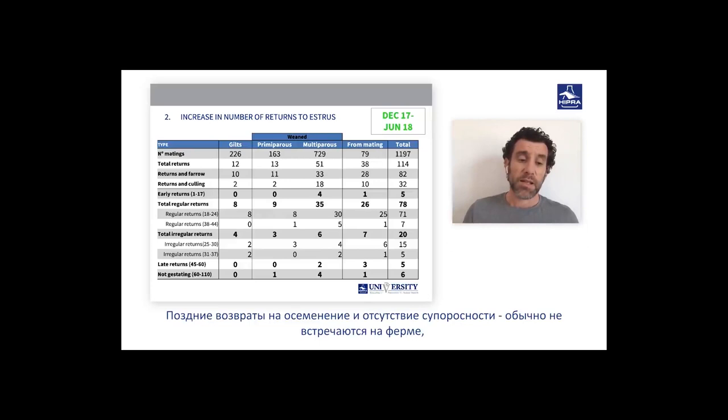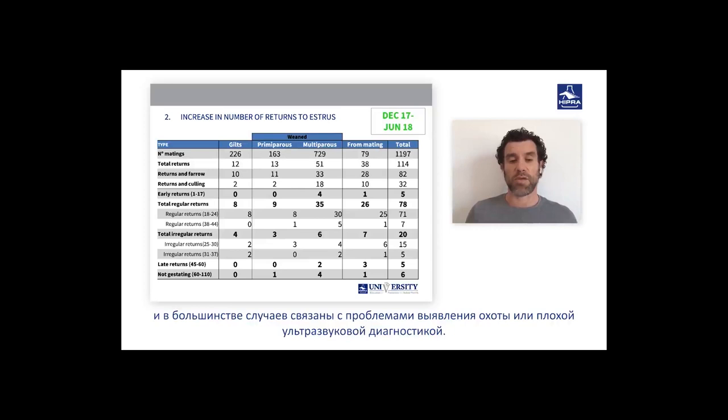Late returns and not gestating returns are a couple of returns that are not very usual in the farm, and in most of the cases are due to problems with the heat detection or with a bad sonography diagnosis.